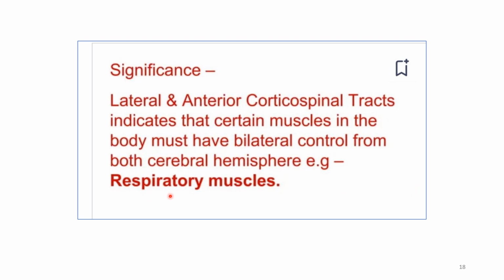Certain muscles, like respiratory muscles, want innervation bilaterally. So the lateral and anterior corticospinal tracts will stimulate the respiratory muscles bilaterally.